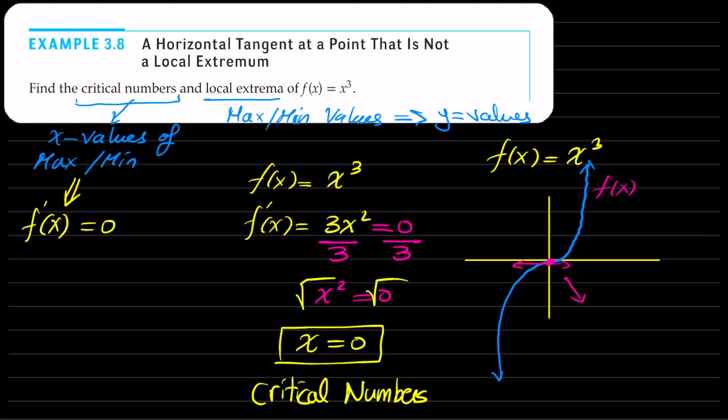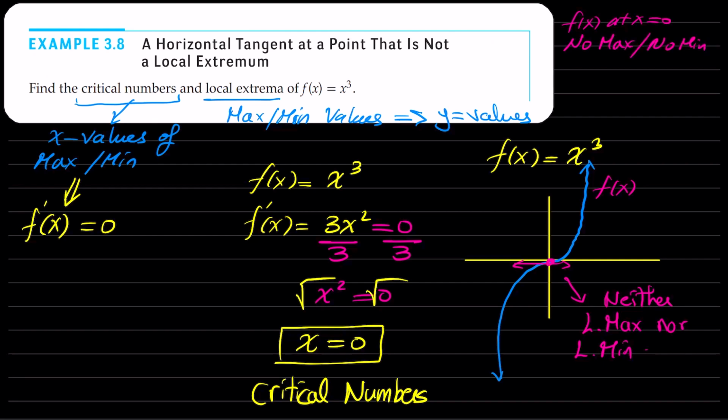So this point is neither a local maximum nor a local minimum. There is a tangent at this point, so we can't say this is a maximum or minimum. So this function, f of x at x equals 0, has no maximum and no minimum.